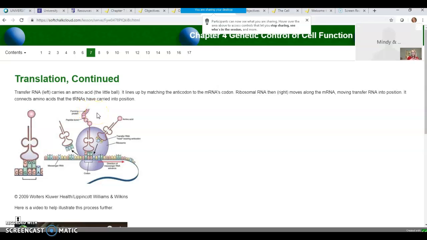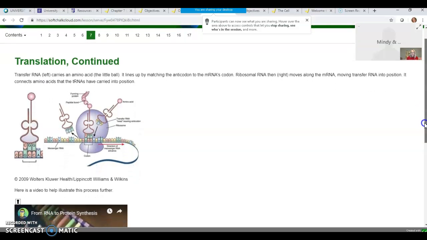And then the last step is that the cell has to actually take that protein and form it into the right 3-dimensional shape. You can literally have the right order of amino acids and actually still have the protein be dysfunctional because it's not in the right shape. So it has to be folded into exactly the right shape for it to work correctly. So that's really the process of transcription and translation.